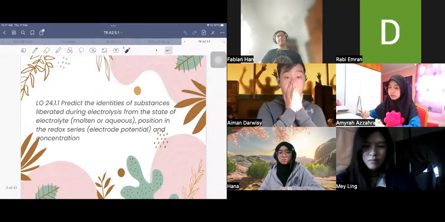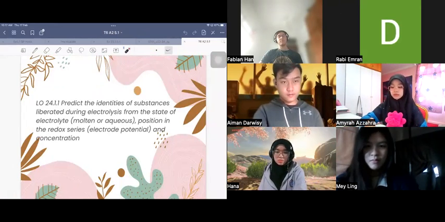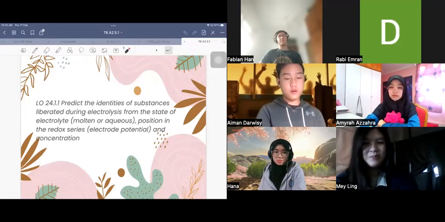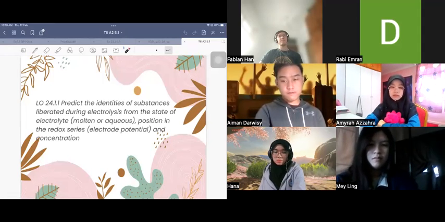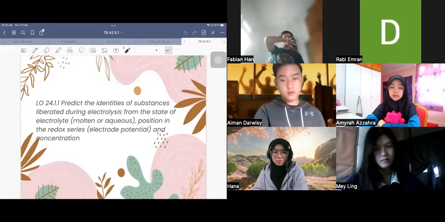So the first part is something that I think you have come across already. Predict the identities of substances liberated during electrolysis. So liberated means given off from the state of electrolyte, whether it's molten or aqueous, depending on a few factors, which is the position in the redox series, or this year in A-level, we're going to look at the electrode potential. I think previously you guys would have memorized it using the reactivity series. And concentration. Okay.